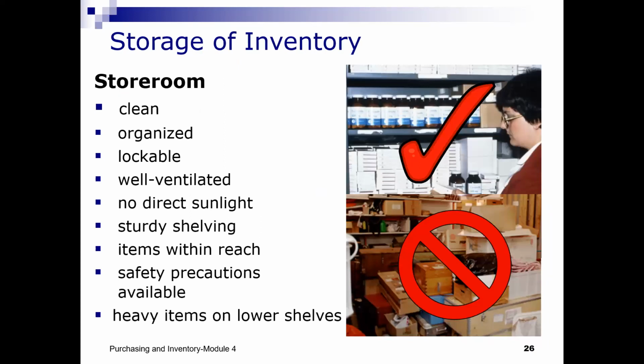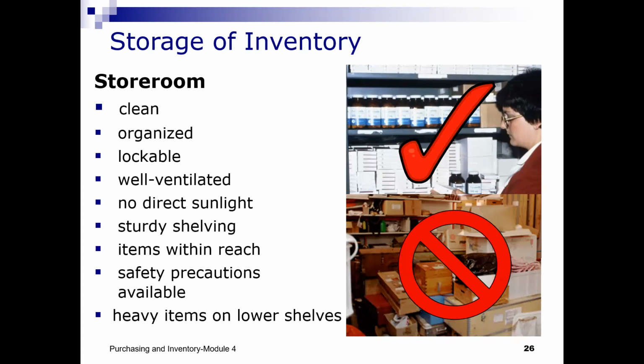Just in terms of storage, some practical tips for a storeroom, which are sort of obvious, but you can go into a lot of storerooms and realize maybe they're not so obvious, are having an organized area, ideally clean and uncluttered if possible. You want a lock on your storeroom because things do have a habit of disappearing sometimes. You don't want things sitting out in direct sunlight, especially since some products are going to degrade in direct sun. For safety purposes, you do want good shelving. Things are not going to tip over.